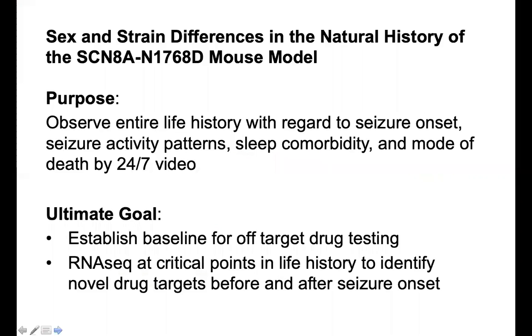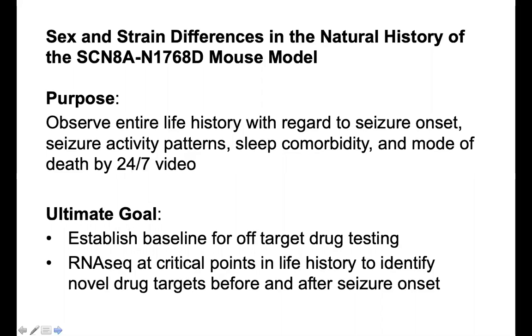So the purpose of our study is to observe the entire life history of the mouse with regard to seizure onset, seizure activity patterns, sleep comorbidity, and mode of death. And we do this by 24/7 video recording.